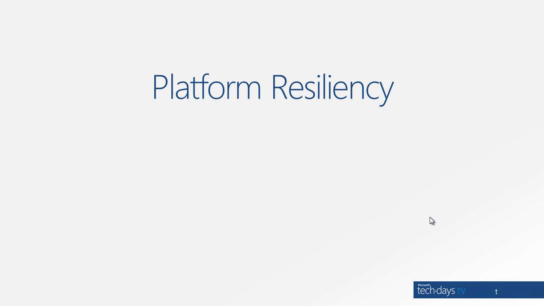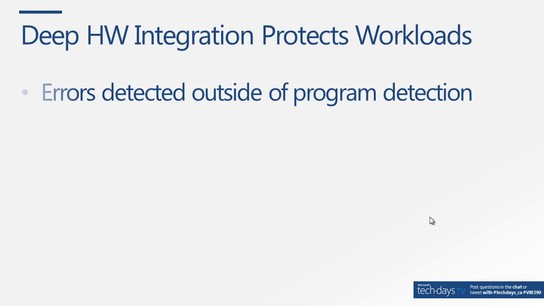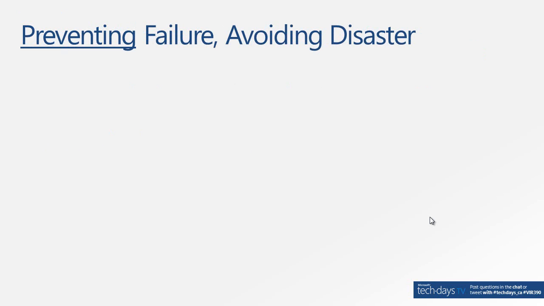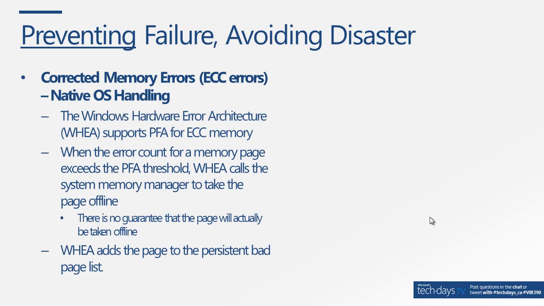The other element of ensuring you've got great availability and ensuring your private cloud infrastructure is always going to be up and running is platform resiliency. One of the things that we have is a deep integration between the hardware and the operating system, so we're going to detect errors outside of program detection itself. We do have some predictive failure analysis, and it's really important to be able to do that, especially with regards to memory.